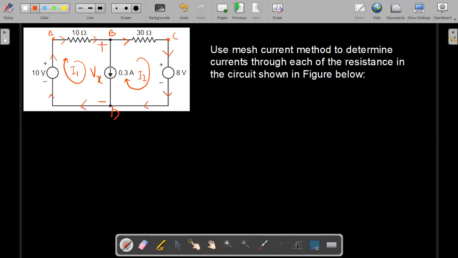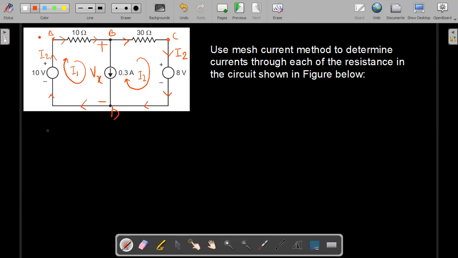Now, this particular branch DAB is not shared by any other mesh. So this I1 current is assumed to be flowing in this particular branch. Similarly, the branch BCD is not shared by any other mesh. So the current I2, this one, is flowing in this particular branch BCD. So this is I2. Now we have two meshes here. We have two circulating currents, I1 and I2.